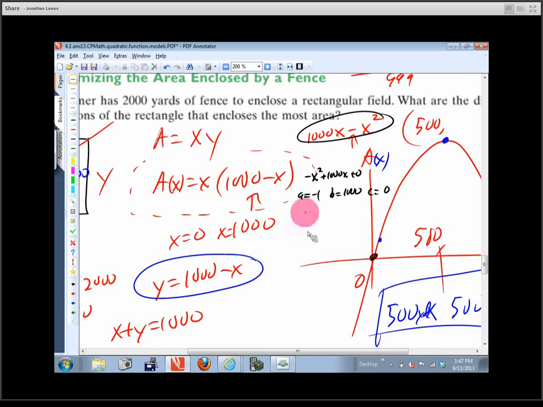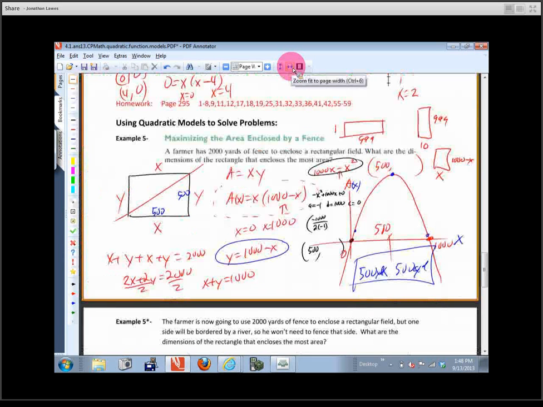If all we're interested in is where the maximum occurs, we want to know where the vertex is. So what was that little formula? Negative b over 2a, negative 1000 over 2a. So that's going to be negative 1000 over negative 2. Negative divided by negative is positive. 1000 divided by 2 is 500. Okay? Plug that into the formula and it'll tell you what the maximum area is. Okay? We didn't figure out what the maximum area was in either case because it didn't ask for it.